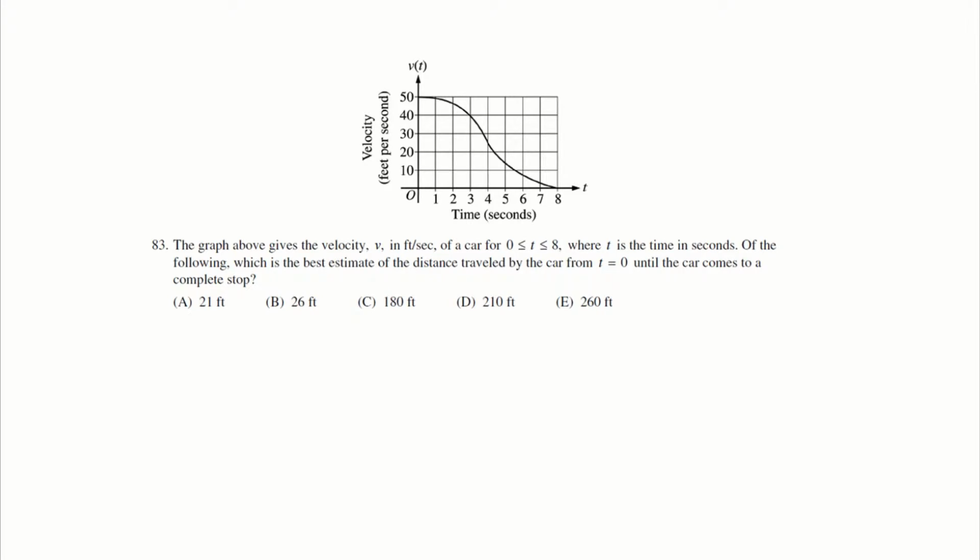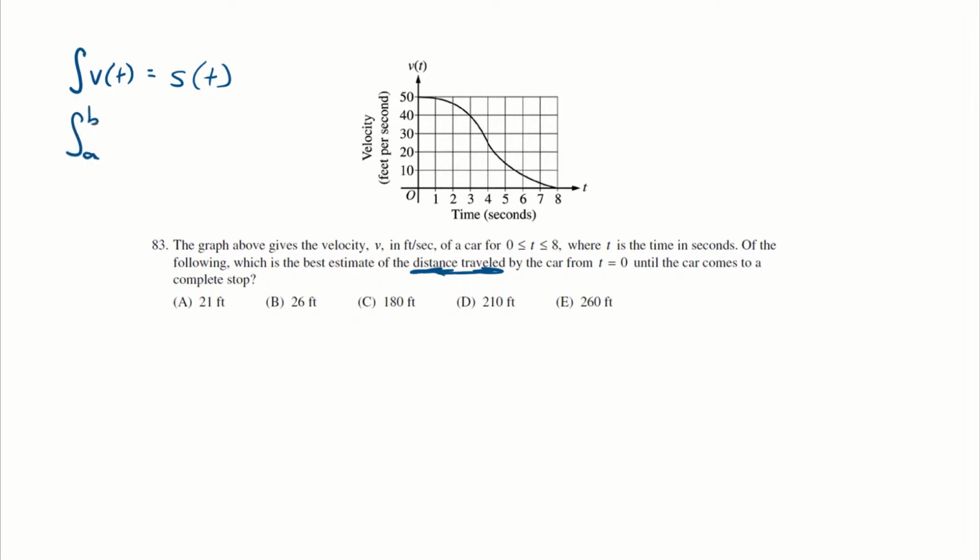So here we go. First of all, the graph above gives the velocity v in feet per second of a car. Of the following, which is the best estimate of the distance traveled by the car from t equals 0 until the car comes to a complete stop? This is understanding that if I'm given velocity, how does that relate to the position function? Well, the integral of velocity is the position function, because you know that the derivative of the position function is velocity. So since we have this, we need to recognize that the area under the curve, the area under the velocity function, is the total distance.